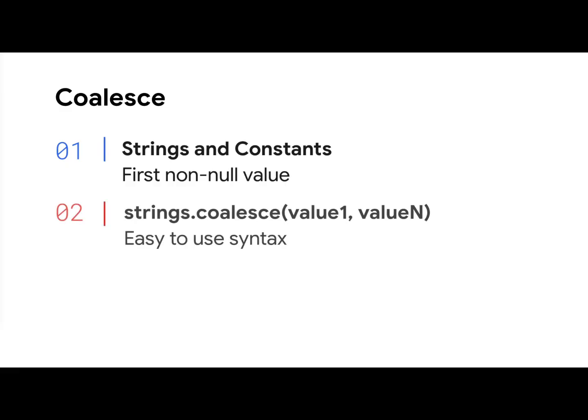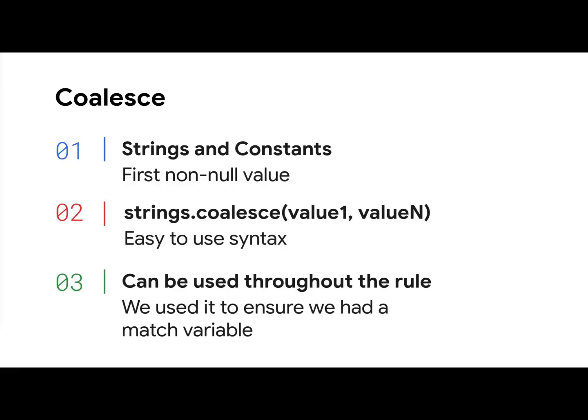Remember, when working with the strings.coalesce function, that it's used with string fields and constants and will return the first non-null value, so the order of the values is important to consider. The syntax is very straightforward. Just order your n number of values carefully.